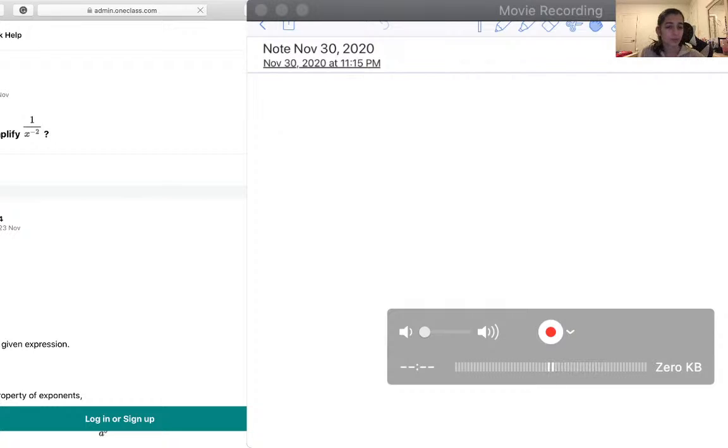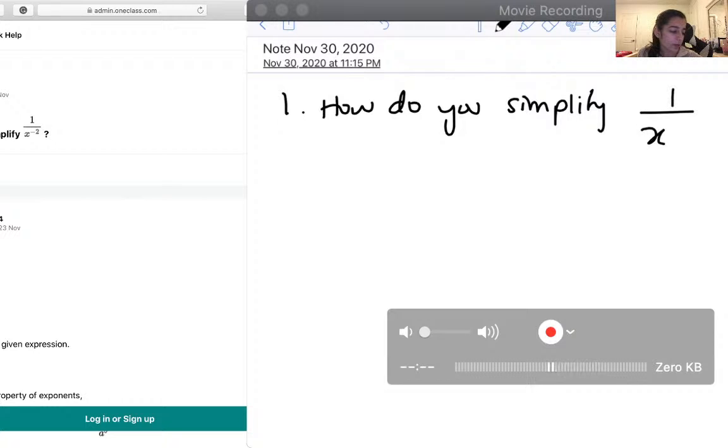So our first question is, how do you simplify 1 over x to the power negative 2?